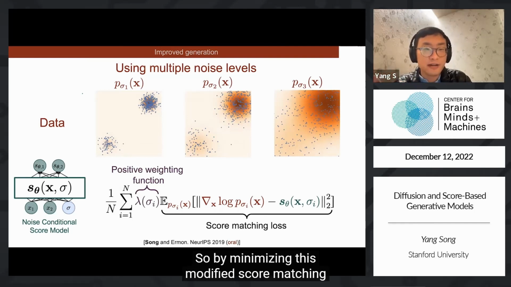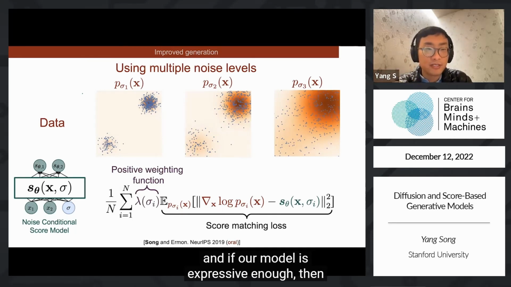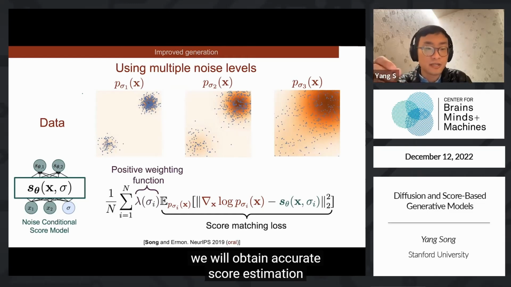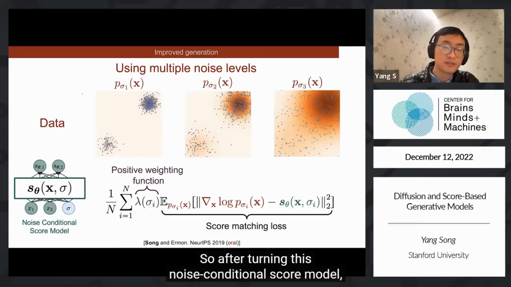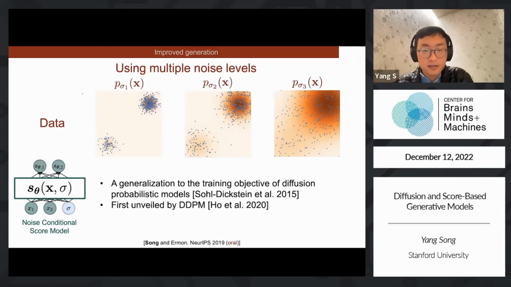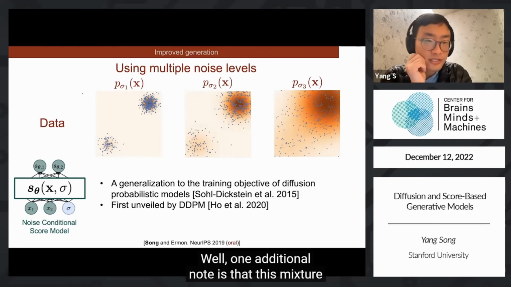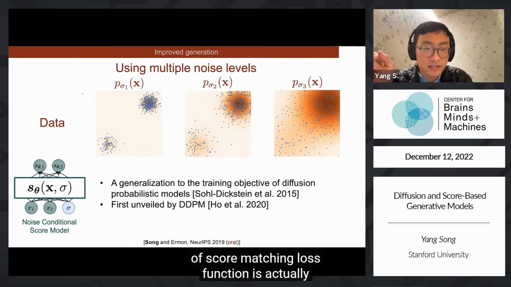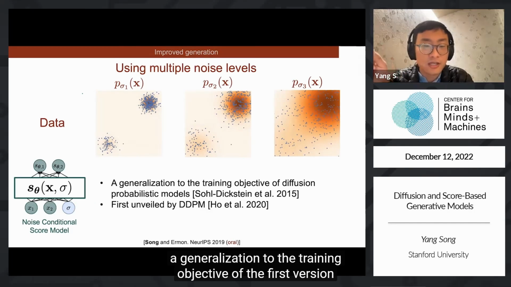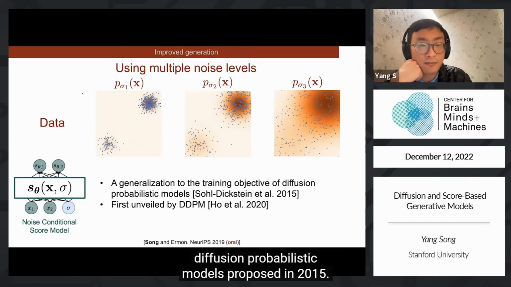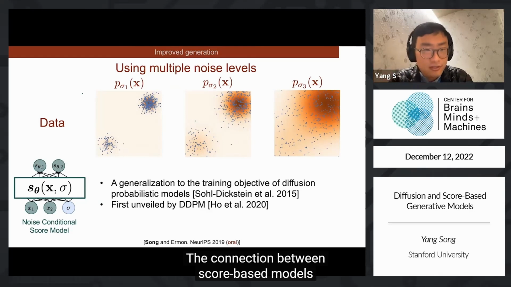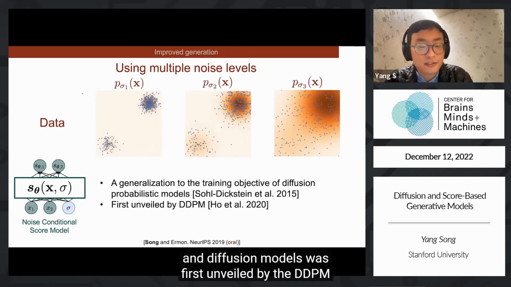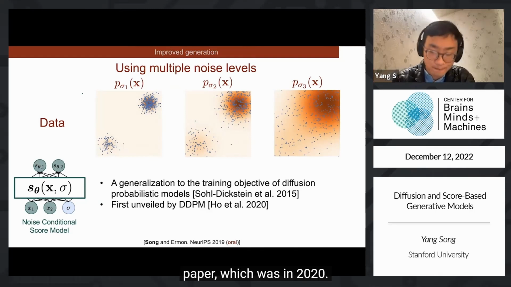So by minimizing this modified score matching loss, if our optimizer is powerful enough and our model is expressive enough, then we will obtain accurate score estimation for all noise levels. After training this noise conditional score model, how do we generate samples? One additional note is that this mixture of score matching loss functions is actually a generalization of the training objective of the first version of diffusion probabilistic models proposed in 2015, and this connects score-based generative models to diffusion models. The connection between score-based models and diffusion models was first unveiled by the DDPM paper, which was in 2020.